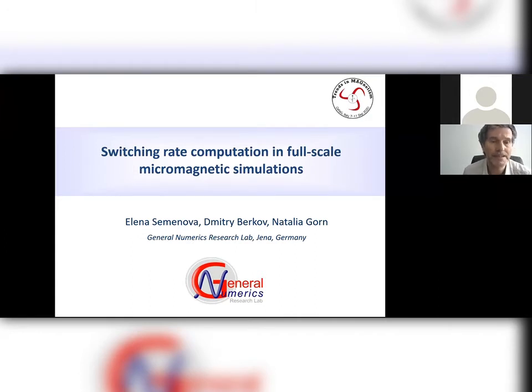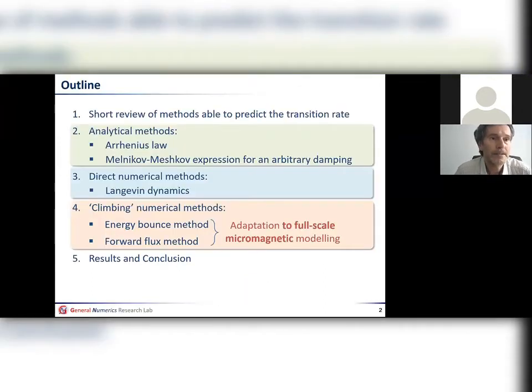I thank the organizers, first of all, for giving an opportunity to give a talk. The talk will deal with the switching rate computation for full-scale micromagnetic simulations as opposed to the macrospin approximation. This is a brief outline of my talk. Number one is basically this slide.